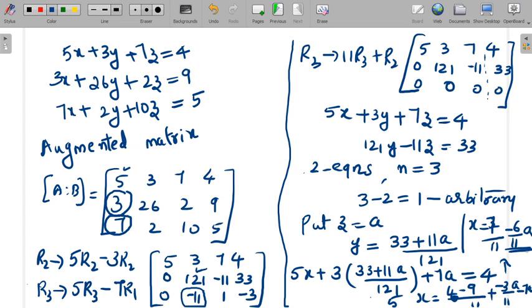So if you give a any value, for example if a is 0, you will get the solution x is 7 by 11, y is 3 by 11 and z as 0. If a is 1, you get another solution. For any value of a, you will get a solution of the system, or you can say in this case the system has infinite number of solutions.